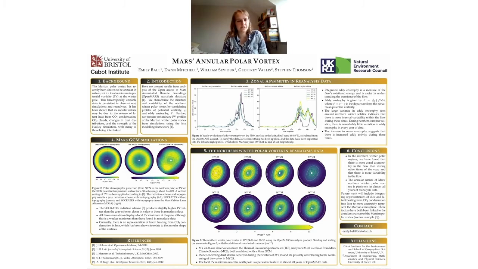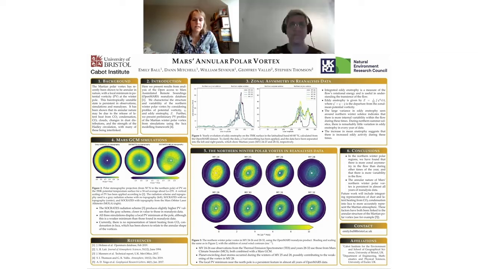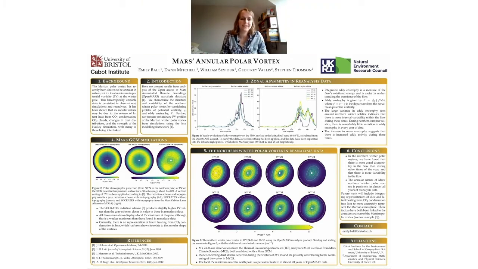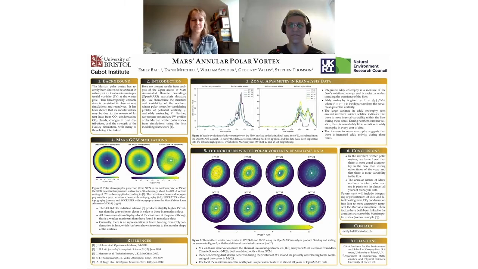For example, I've said that Earth's stratospheric polar vortex isn't annular, but actually the mesospheric polar vortex is annular in PV. It's also thought that dust storms on Mars possibly act in a similar way to volcanic eruptions on Earth, where you have a release of aerosols into the atmosphere, causing disruption to the polar vortex. So I'm hoping this will contribute to general understanding of vortex dynamics. Thanks for listening, and I look forward to questions.